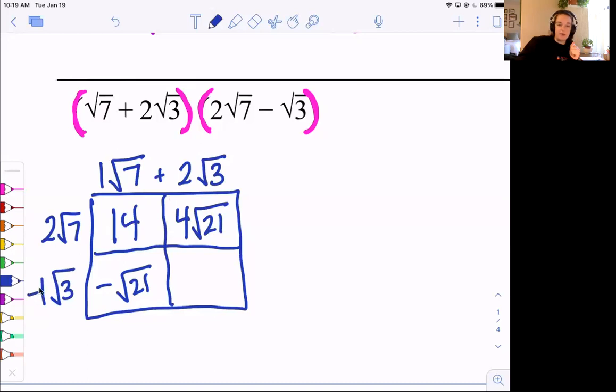positive 2 times -1 would be -2, right? -2 times square root of 3 times square root of 3. What did we say? Square root of each other times itself? What would that give us? Square root of 3 times square root of 3. 3. Yes, thank you. 3. So I'd have that -2 from the coefficients times the positive 3 would be -6.